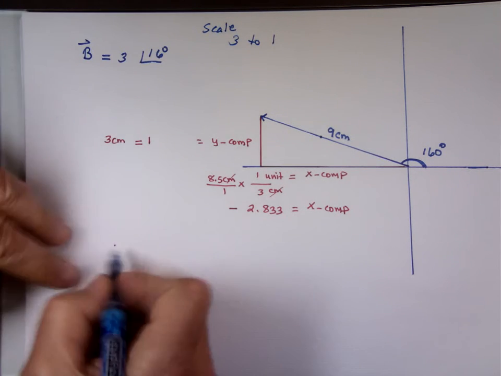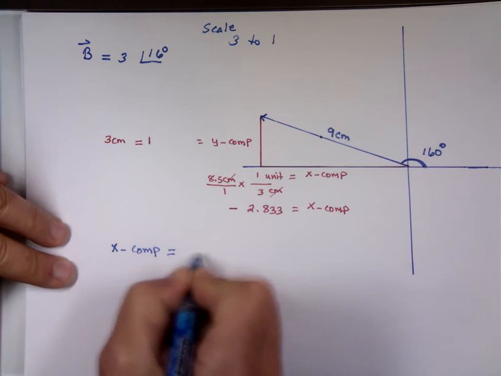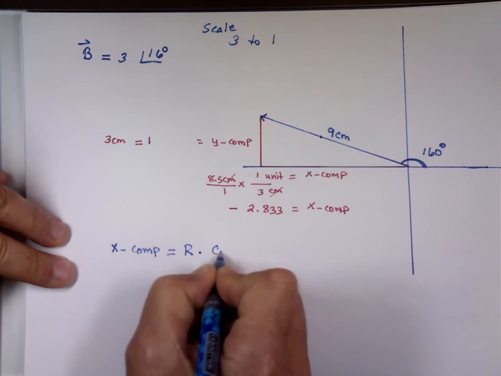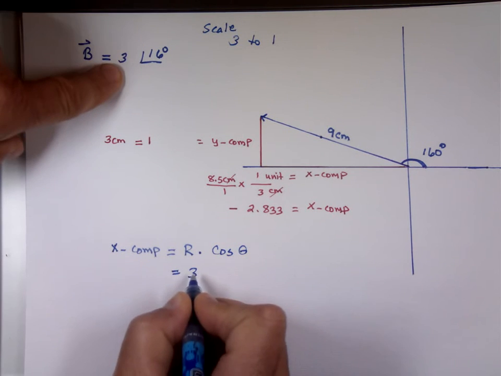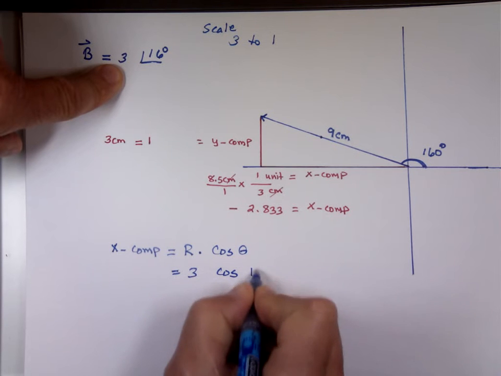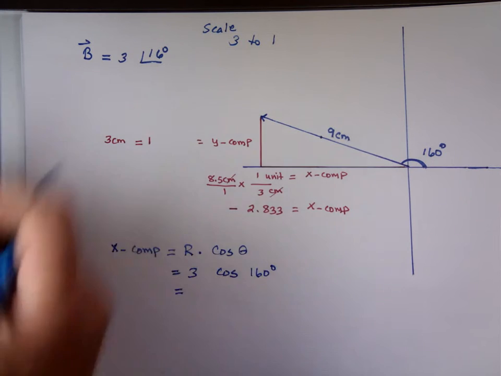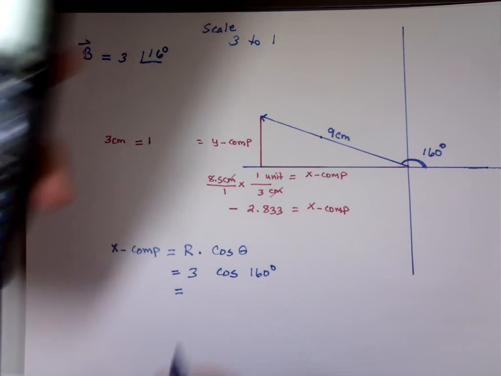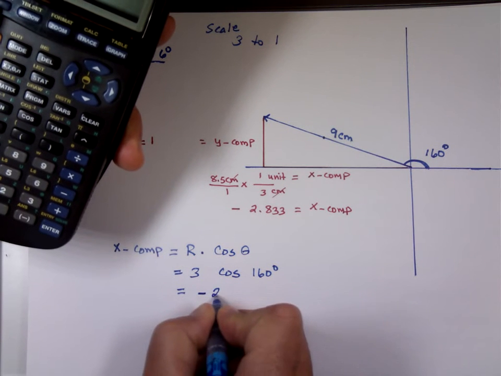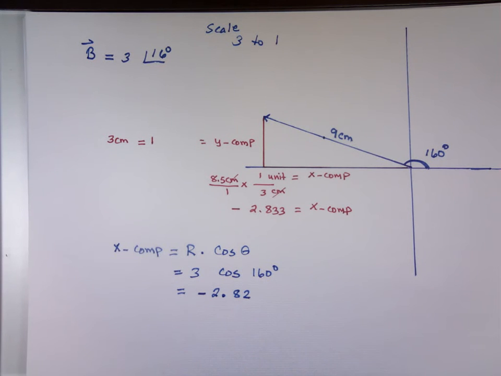So let's see what the math says. X component equals r times cosine theta. R here is 3, the length of that vector. Cosine, what was it, 160? And it's negative 2.82. Again, the negative indicates to the left of the y-axis.